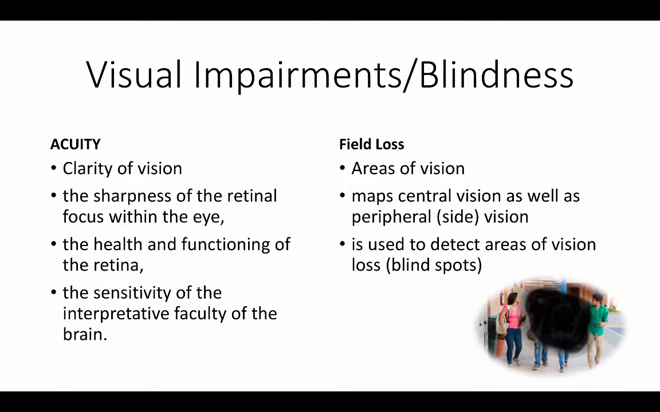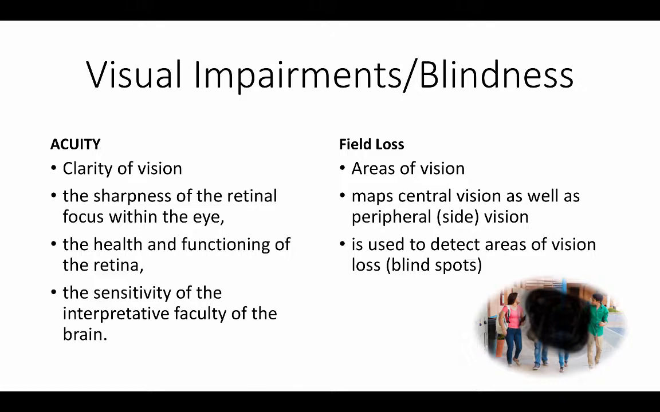So let's talk a little bit more about acuity and field loss. Acuity is the clarity of our vision. If we go back to that eye chart, it's the ability to read the letters because they come in clear. Most of that comes from the retinal part of the eye, which allows us to focus and see the sharpness of objects. Making sure that the retina is functioning correctly and is healthy is going to allow us to have accurate acuity. We also need to make sure that our brain, through our optic nerve, is able to analyze what we are seeing and send it to the brain.